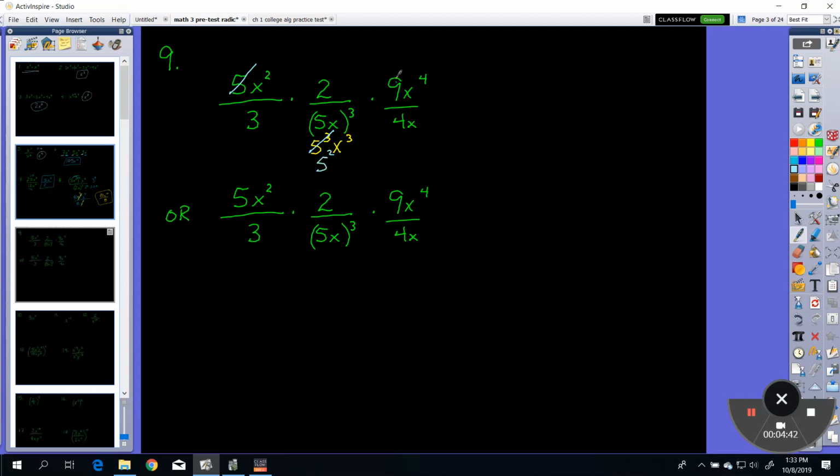3 and 9 are each divisible by 3, so I can cancel that. That's 3 and that's 1. That's a 1 there. 2 and 4 are each divisible by 2, so 2 divided by 2 is 1, 4 divided by 2 is 2.